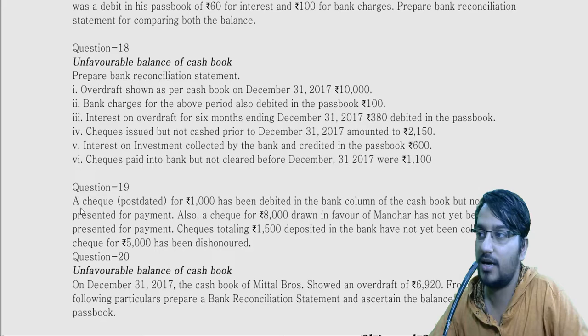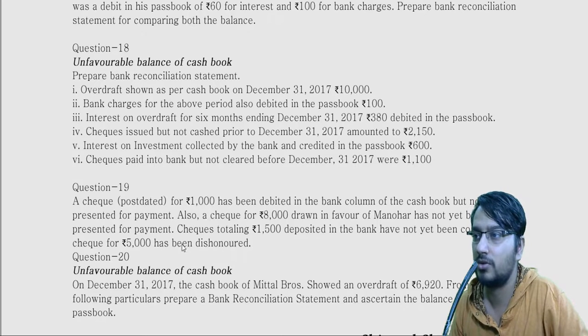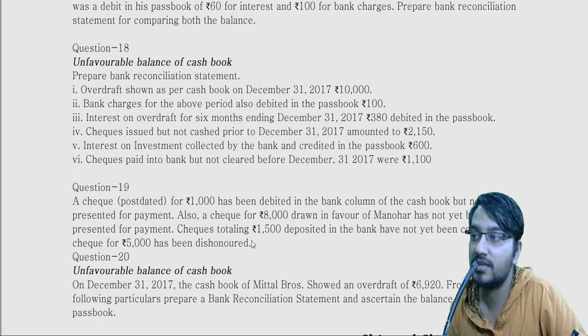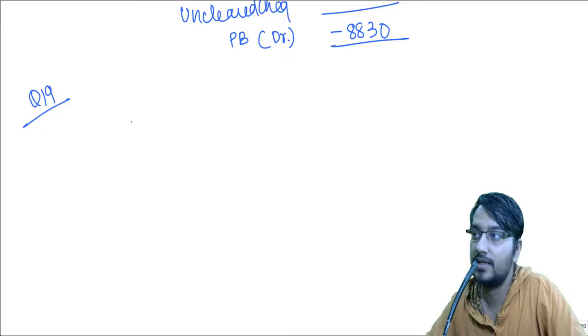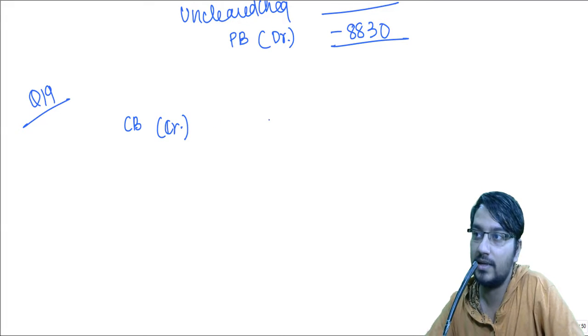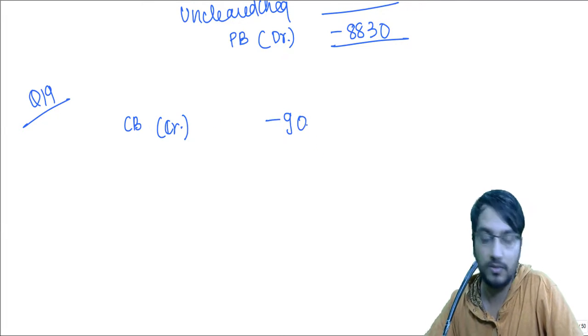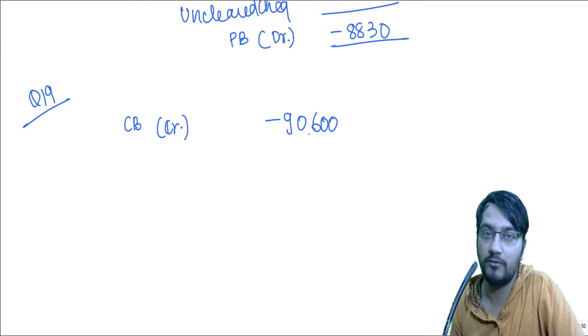Question number 19. A check post dated for rupees 1000 has been debited in the bank column of the cash book. We just need to see first what the starting point is. You'll write down the starting point as your cash book negative balance. This is the cash book overdraft, which is a credit balance, negative 90600. You just need to start from here.